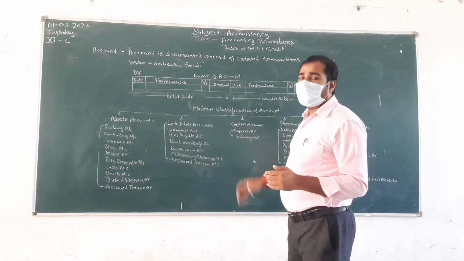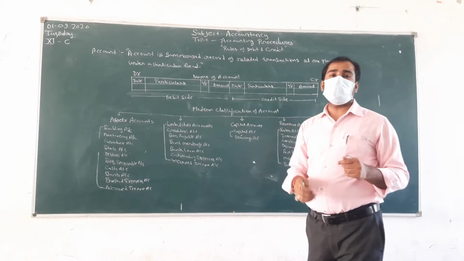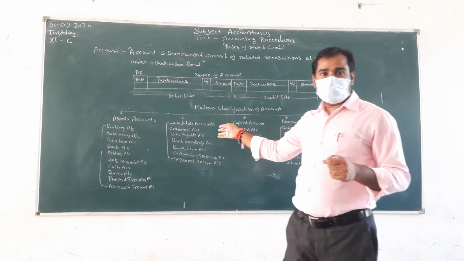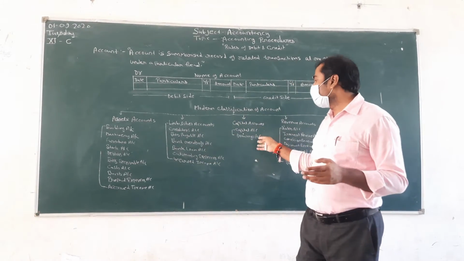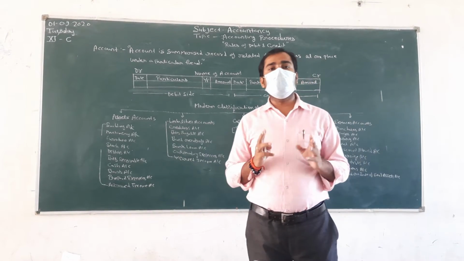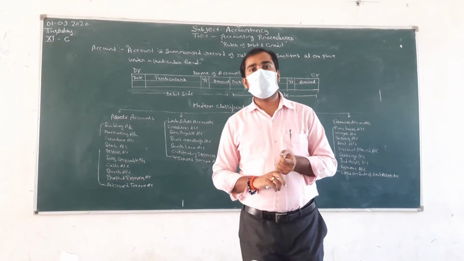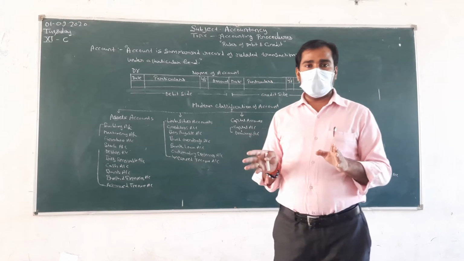Now come to the third account, that one is the capital account, which I previously told you in the sequence of the liability account. Here is the capital account. The capital account consists of two accounts. One is the capital account and the other is the drawing account. Let me clear you here about the drawing.